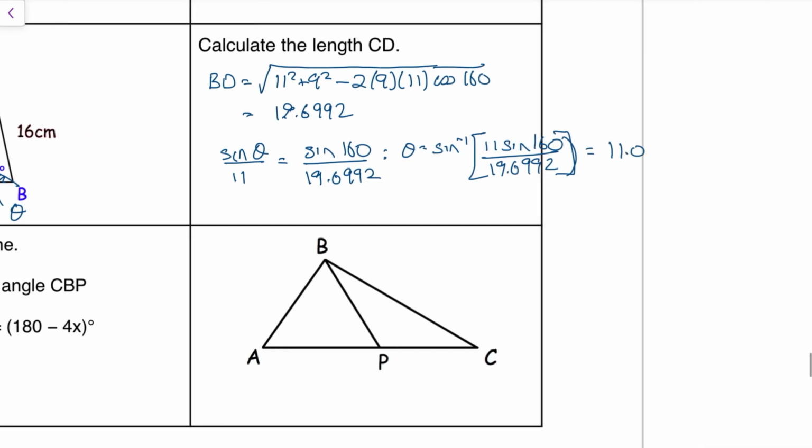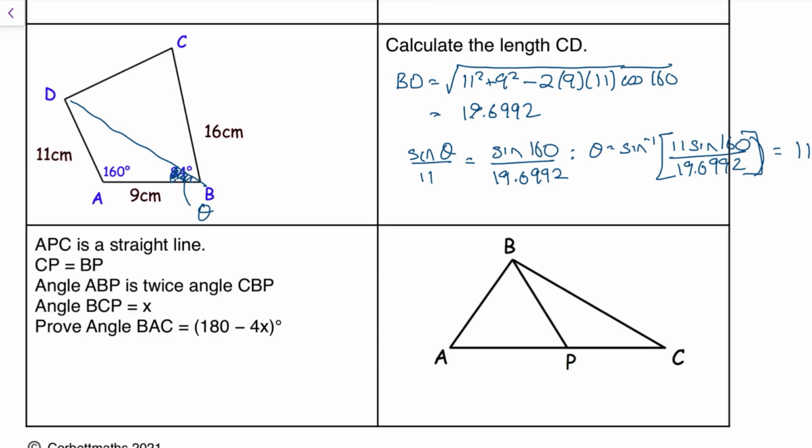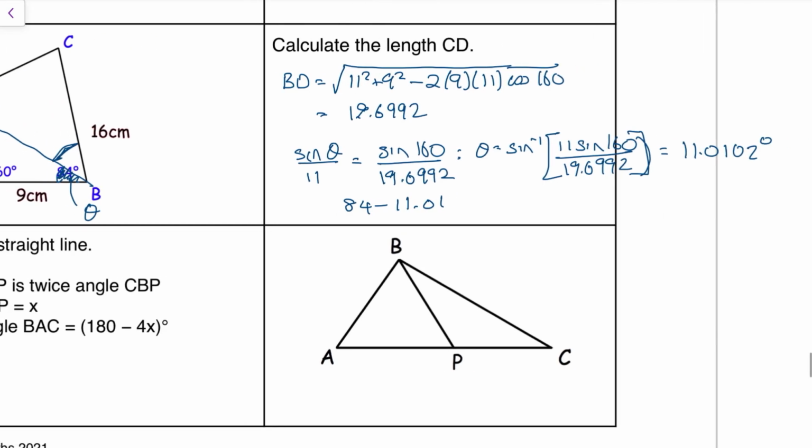So 11.0102 degrees. Right, now, it means I know my theta, which means I can work out that this angle here is going to be 84 minus that, so 84 minus 11.0102 degrees. That's in my calculator already, so just 84 minus answer is going to give me 72.9898.